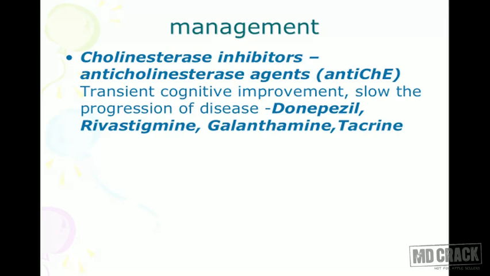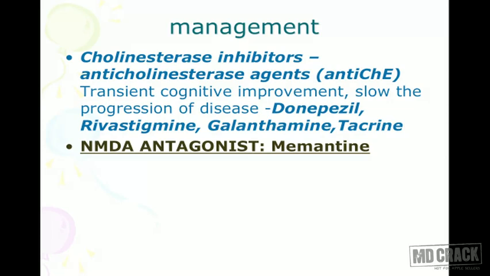The management of Alzheimer includes use of cholinesterase inhibitors or anticholinesterase agents because there is deficiency of acetylcholine. This can lead to transient cognitive improvement and this can slow the progression of the disease. The drugs which are useful are donepezil, rivastigmine and galantamine. The older drug which was used for Alzheimer was called tacrine.